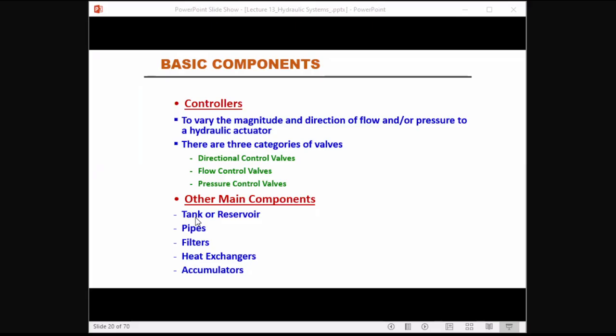And heat exchangers. What is the meaning of heat exchanger? Can you give me an answer for this heat exchanger? Who can give me an answer for heat exchanger? What is the heat exchanger? What is the meaning of heat exchanger?